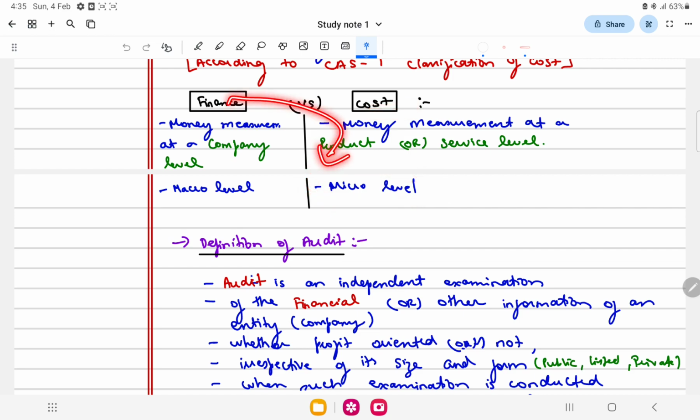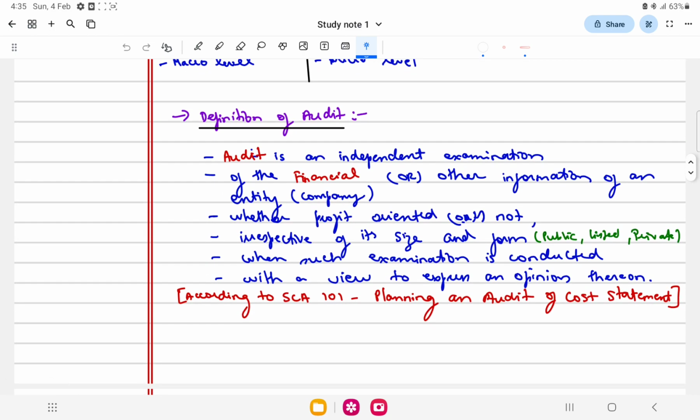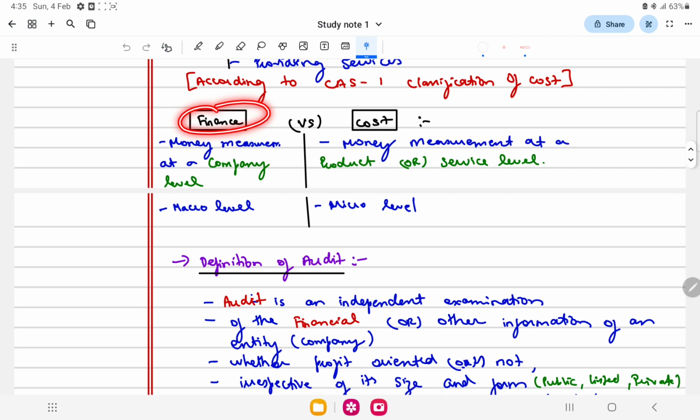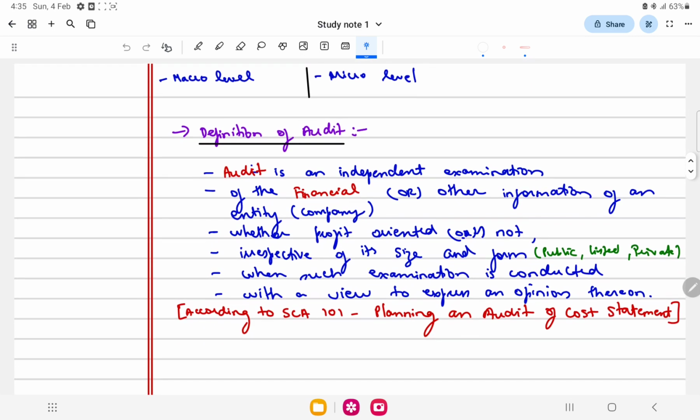So finance is a macro, so cost is included in finance. Finance is inclusive of cost, we can say. Finance is a broader term, macro level. Cost is a micro level. That is the difference between finance and cost.